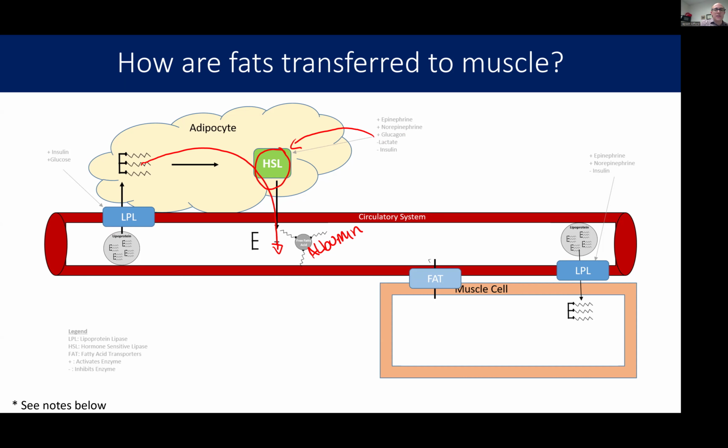Now notice this is hormone-sensitive lipase. So this is an H here. And that becomes important because hormones go everywhere, right? A hormone isn't just localized to one area. Hormones get in the blood and circulate throughout the body. So adipocytes throughout the body that are exposed to epinephrine, norepinephrine, and glucagon will experience an upregulation of HSL activity.